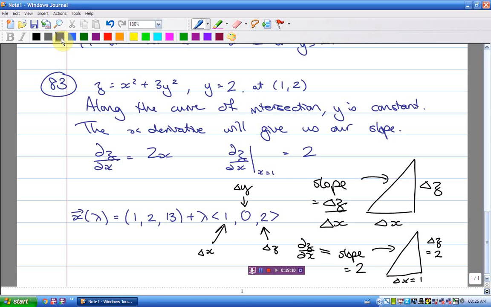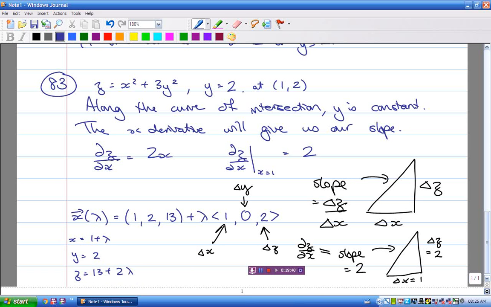Yeah. And I think that answers the question. What was the wording? It says to find the parametric equations, plural. Okay, so if we strictly want to answer the question, we'd say x equals 1 plus lambda, y equals 2, and z equals 13 plus 2 lambda. There we go. That would be a strict answering of the question.